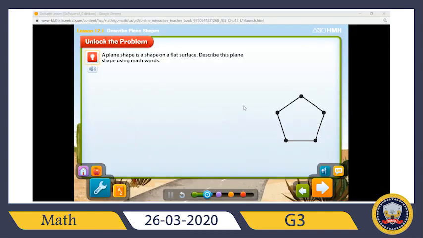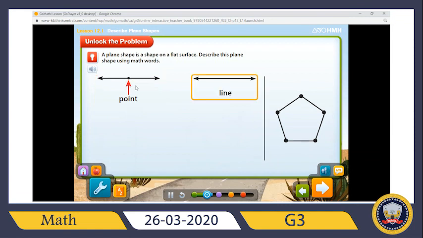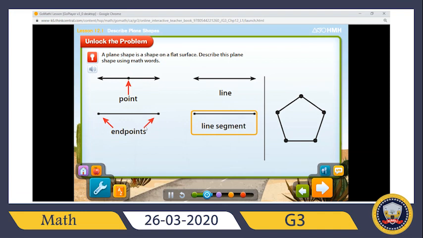Okay, let's read the example together. It says a plane shape is a shape on a flat surface. Describe this plane shape using math words. For example, point. A point is an exact position or location. Check it, it's an exact position. What about line? A line is a straight path, continuous in both directions, and it does not end. This arrow shows this. What about endpoints? These are points that are used to show segments of lines.